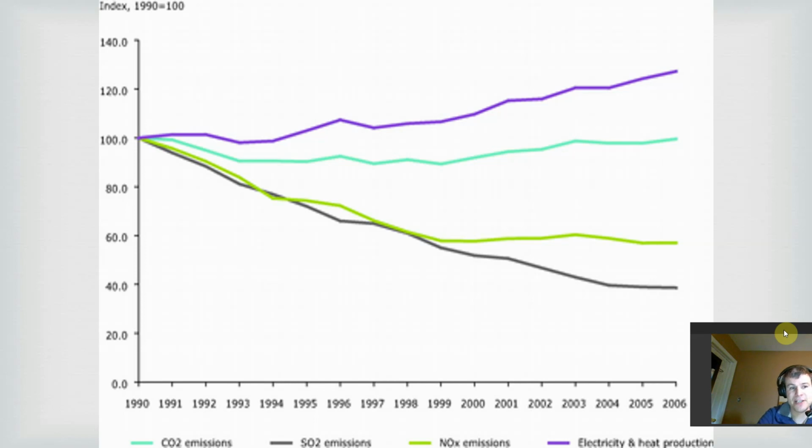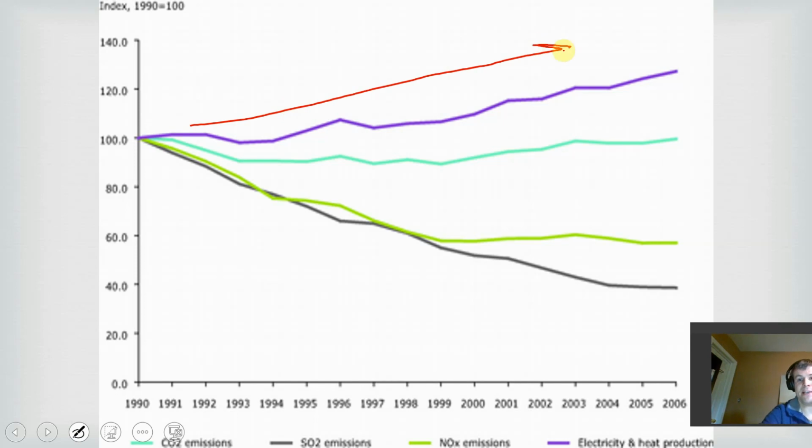So this graph is an example of this. So here we see electricity. The blue is electricity and heat production. Notice the blue is continuing to rise. So over the last, from 1990 to 2006, it's a little bit of an old graph now, but we're continuing to produce more electricity and more heat because there's just simply more people on the Earth to do all these things.